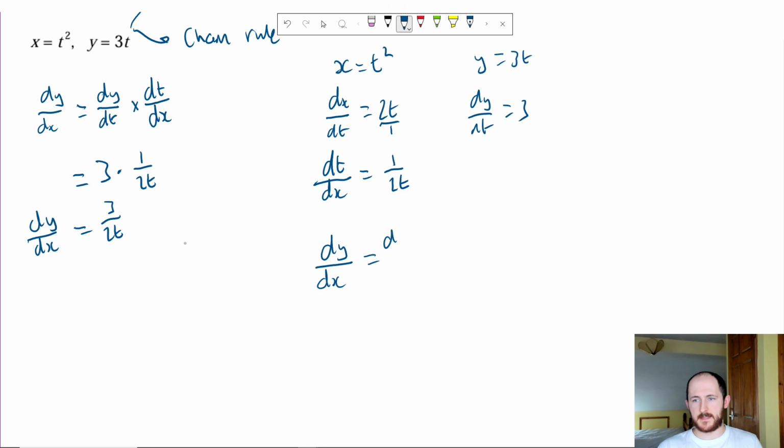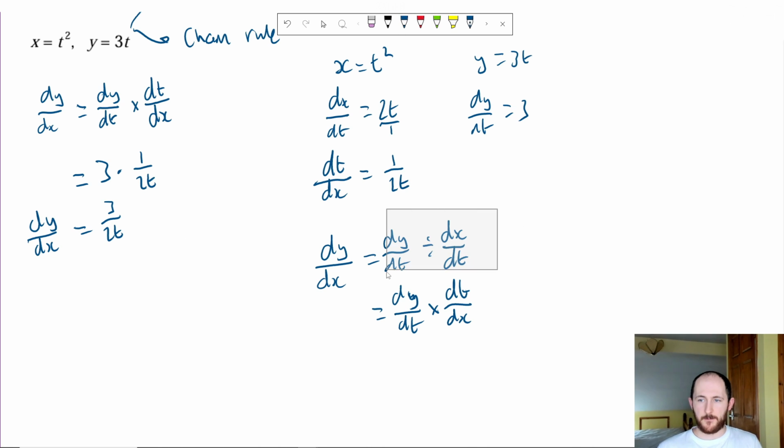We could say that's the same as dy by dt divided by dx by dt. But remember, when you divide fractions, it's keep, flip, change, right? So that's where we get the dy by dt times dt by dx. However, if we use just this, we do get the same thing, where we get dy by dt, which is 3, divided by dx by dt, which is 2t. So either way you do it, it's the same thing.